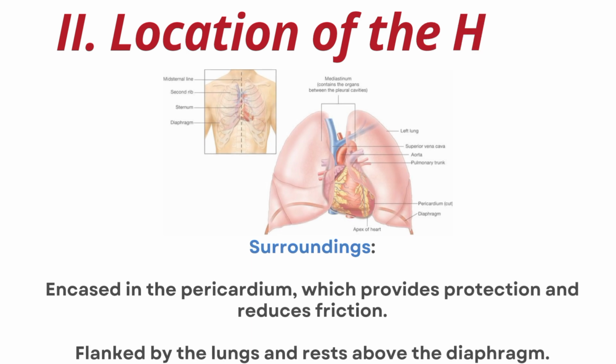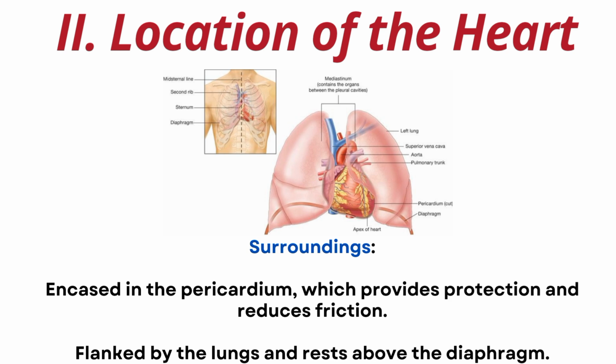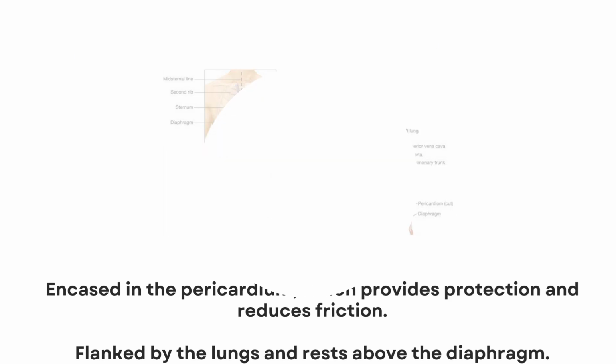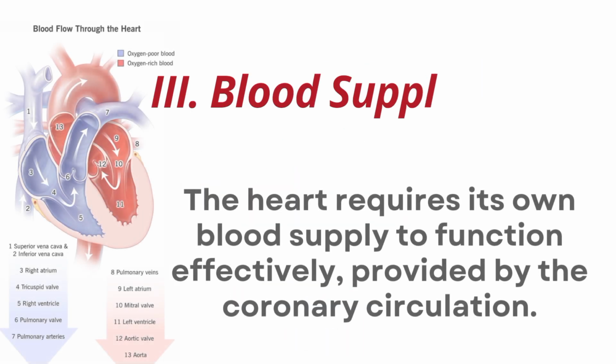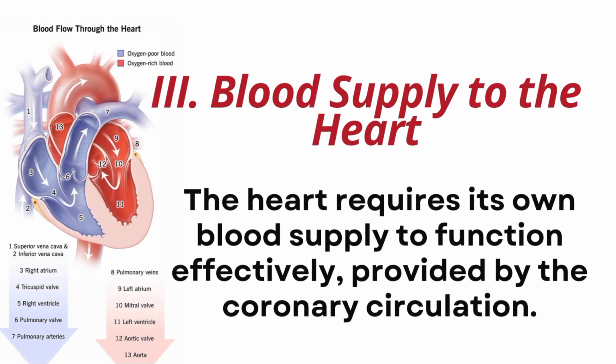Surroundings. Encased in the pericardium, which provides protection and reduces friction. Flanked by the lungs and rests above the diaphragm. 3. Blood supply to the heart. The heart requires its own blood supply to function effectively, provided by the coronary circulation.